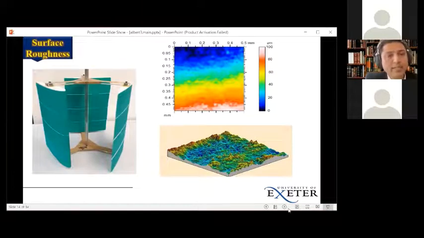The turbine blades were given six different surface roughness values, created by rolled waterproof sandpapers with different surface roughness. Using the surface profiler device in the Department of Engineering of the University of Exeter, the roughness of the used sandpapers was examined, and you can see a macro image of them here.